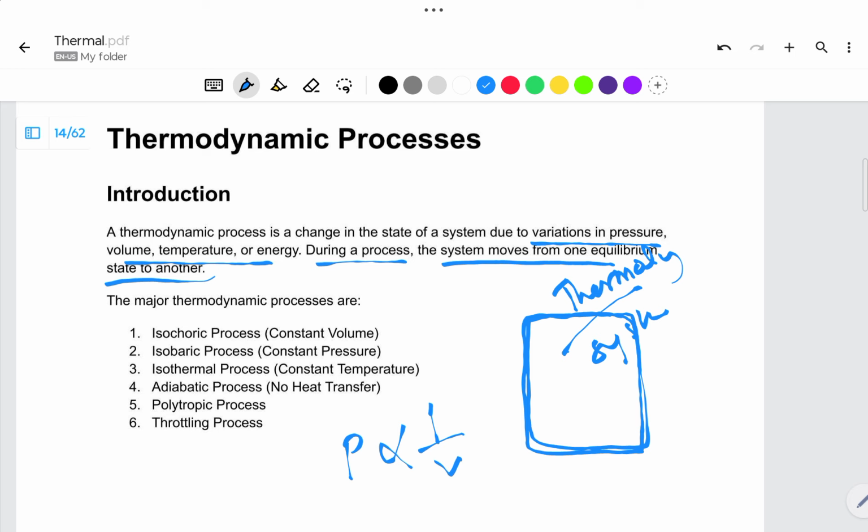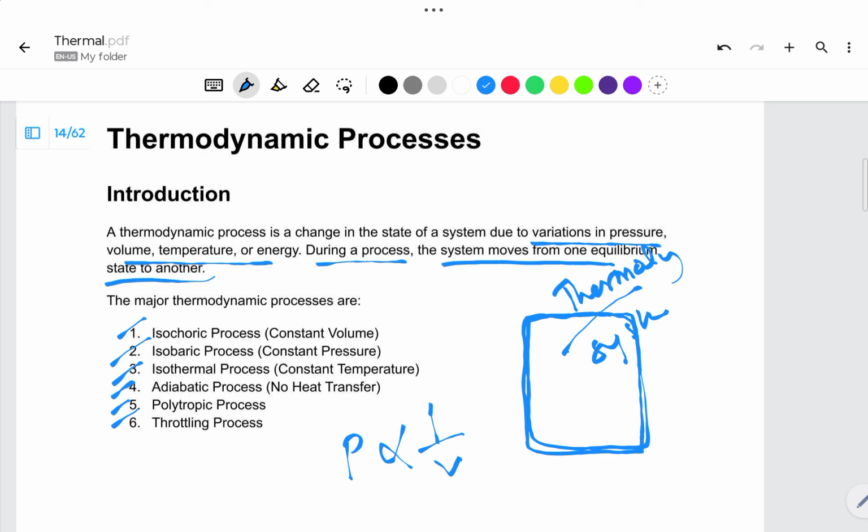Here, six types of processes are available as per the standard processes which have been derived. Isochoric process, isobaric process, isothermal process, adiabatic process, polytropic process, and throttling process. These are the six processes. They are related to the gas laws, and on that only we have derived. By using these processes, we can identify the work done, heat transfer, enthalpy, entropy, and whatever equations there are. We can derive them from these processes.